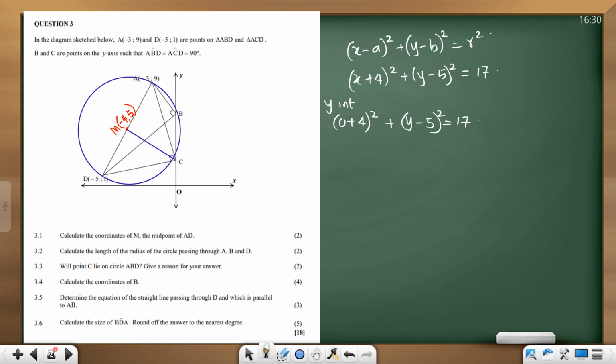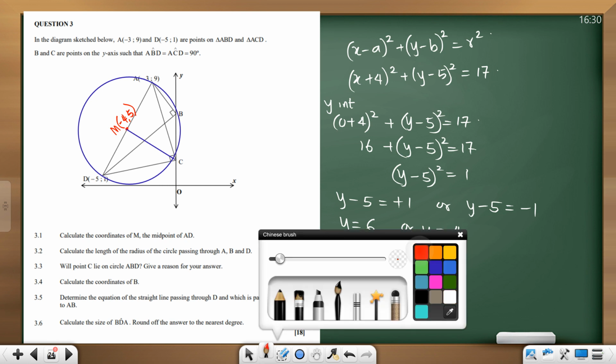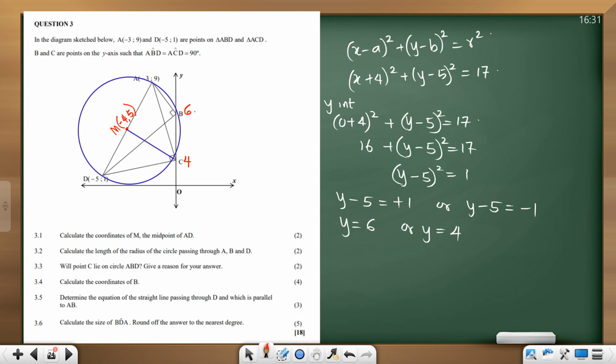What is 0 plus 4 squared? 16. Do we agree? I'm going to do some shortcuts, guys. I'm not going to FOIL. I'm going to move that 16 over quickly. What will that give me? (y minus 5) squared equals 1. Square root both sides, plus 1 or negative 1. Does that make sense? Since I'm the one introducing the square root, it's going to be plus or minus. So y will be equal to 6, or y would be equal to 4. Make sense? Now, there are 2 points there. What does that tell you? Y-intercept. So it means possibly we're going to have a 4 here and a 6 there.